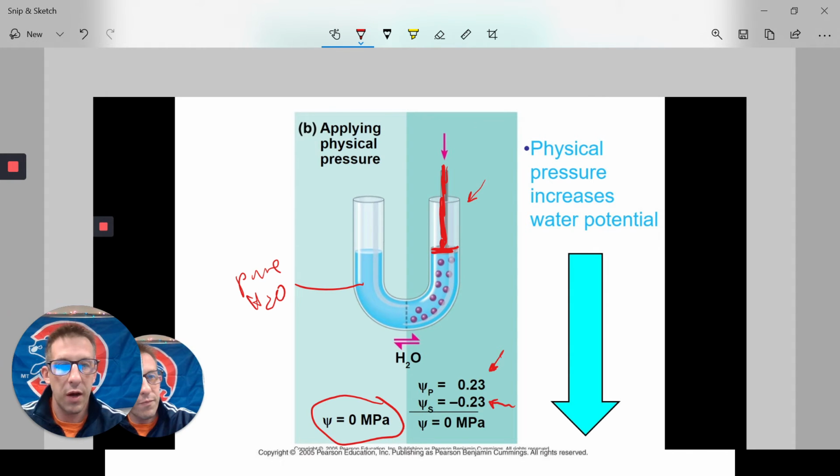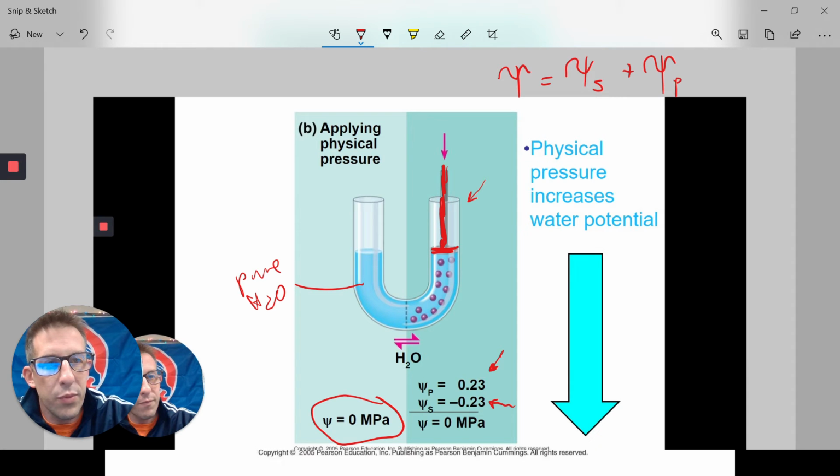Okay, so now again, let's take into account what water potential tells us. It is a function of the solute potential plus the pressure potential, right? So we add these two figures together, and they turn out to be 0. Okay, so then let's figure out which way water will move. Which way is water going to move?